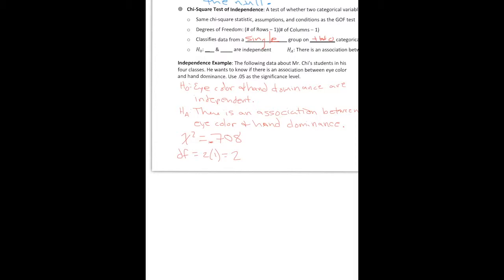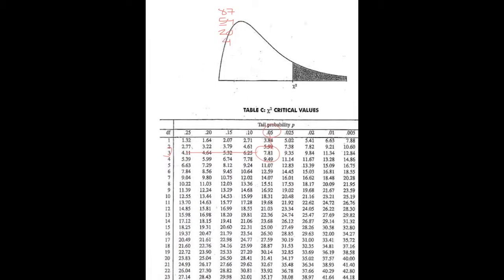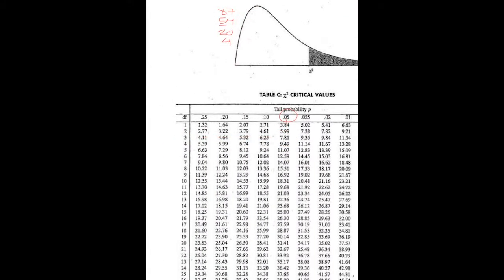So let's go ahead and look at our chart. Degrees of freedom 2 at 0.05 for our alpha level gives us 5.99 as our critical value. So when you look, our chi-square value is fairly small. It's not even 1, so it's not really all that different, okay? And so when we go ahead and look at this, we have a critical value of 5.99.